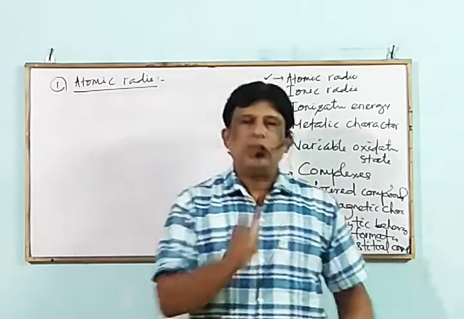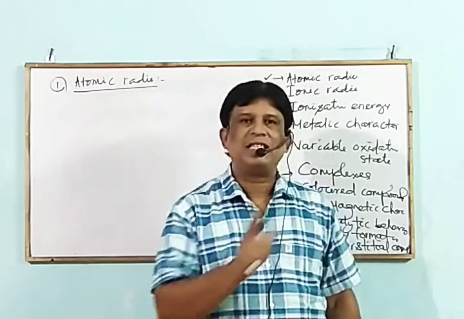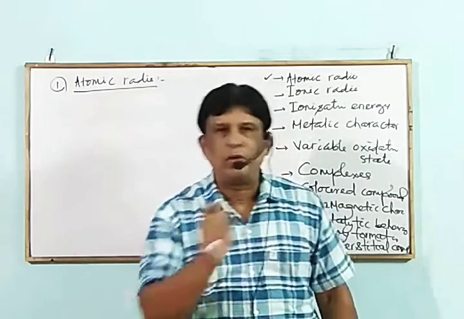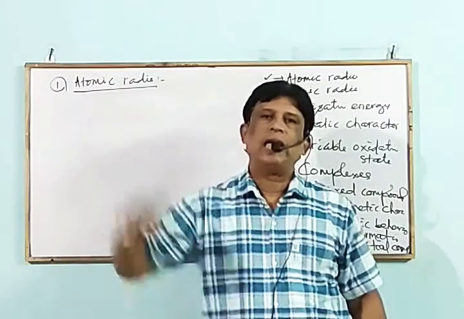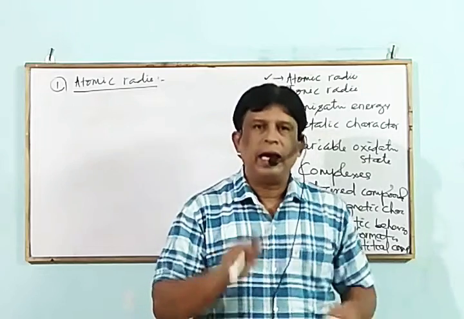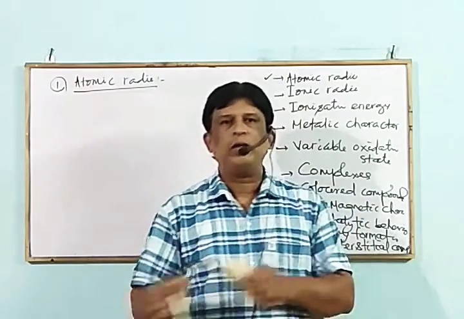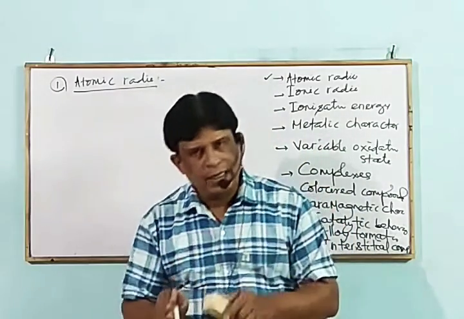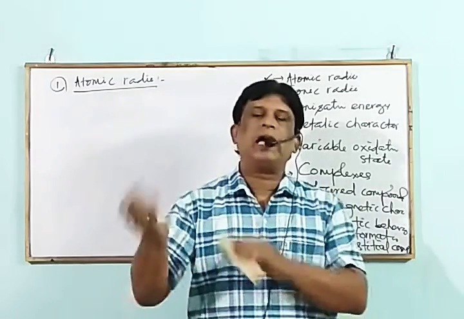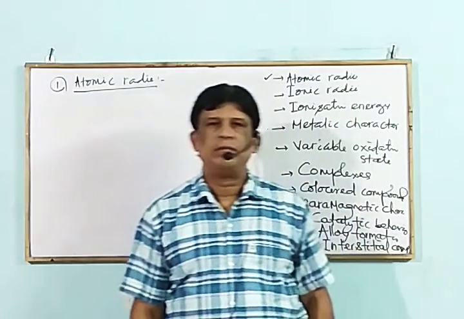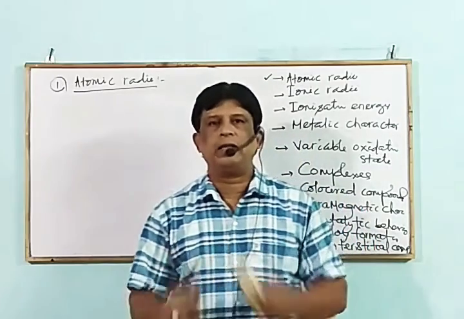I repeat again, the atomic radii in the first transition series gradually decrease from 21, that is scandium, to chromium, and then practically remain the same. And at last, in the case of zinc, this value increases again. 21 to 24, scandium to chromium, decreases, then from 25 to 29 practically remains the same, and at 30 it gradually increases. It is due to the inter-electronic repulsion as well as the screening effect.